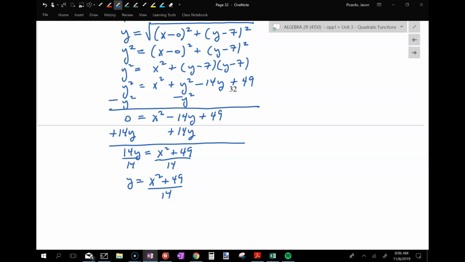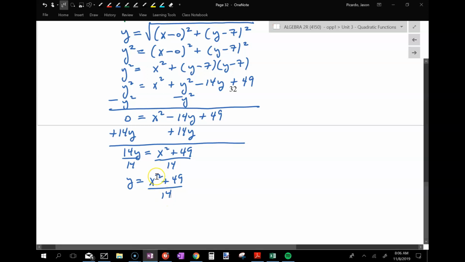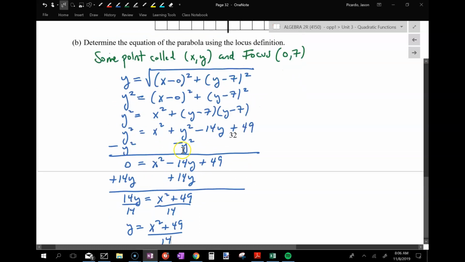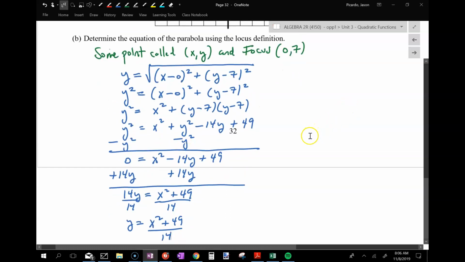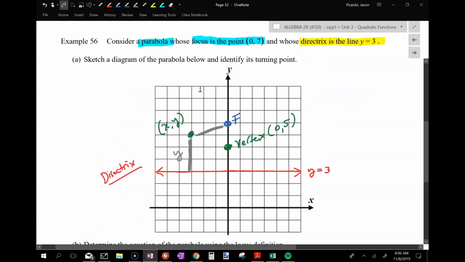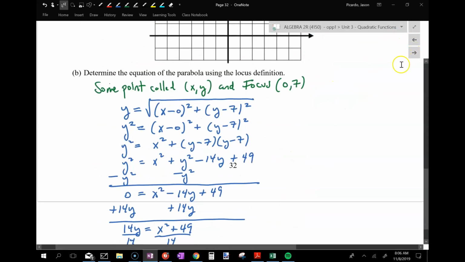Again, how do I know it's an equation of a parabola? Because what do I have? I have an x squared. Okay, cool? Now, there is another way that we could have done that problem. We'll talk about that in a minute. Cool? Everybody good with that?